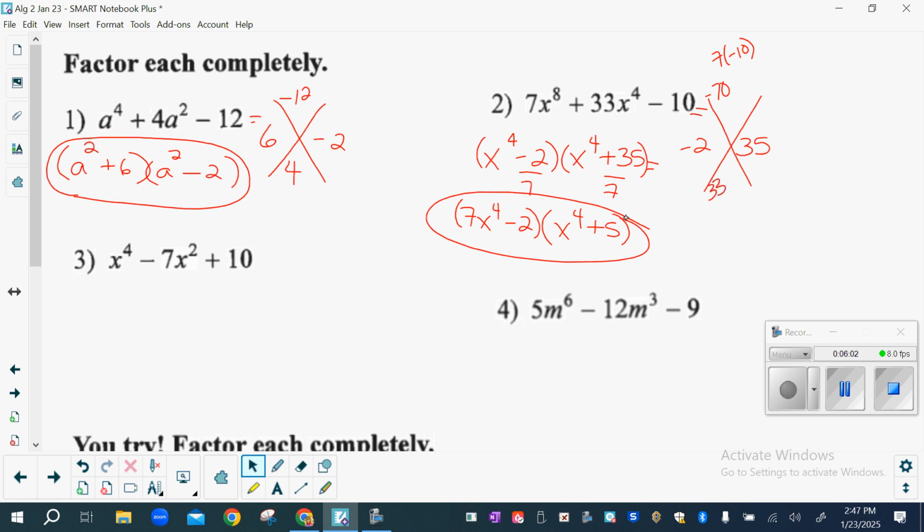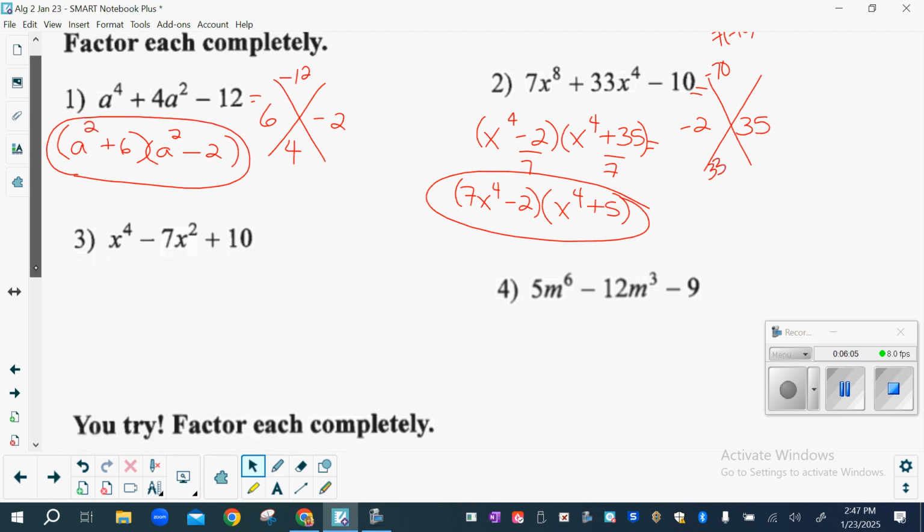Okay, so what do we do first on number 3? Bigger x.